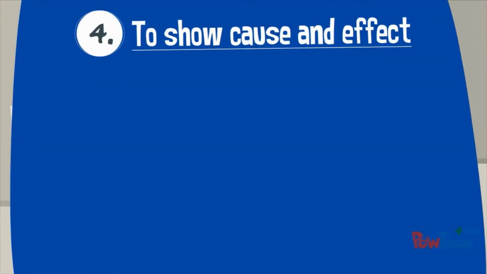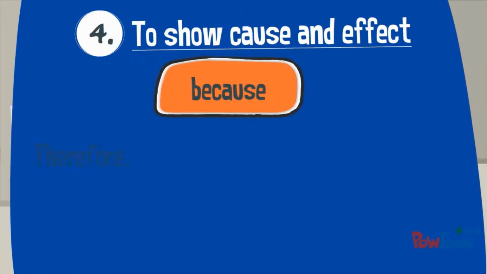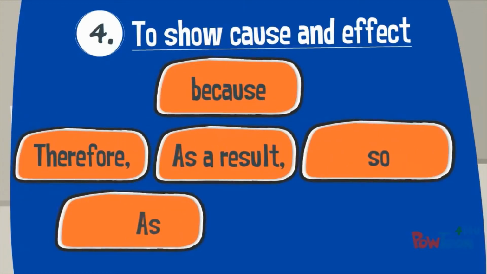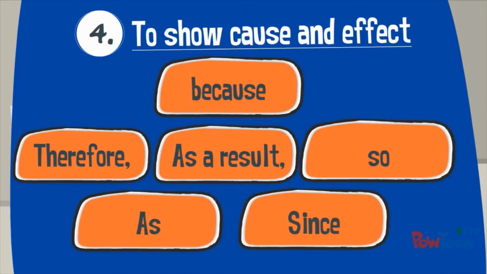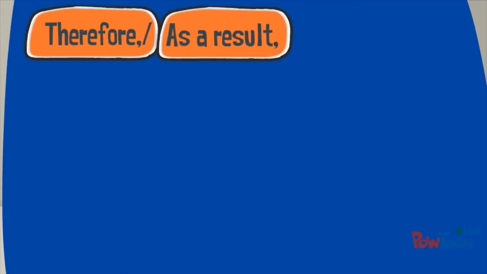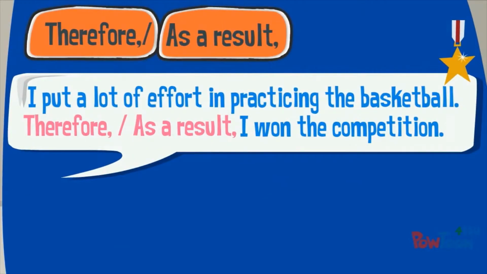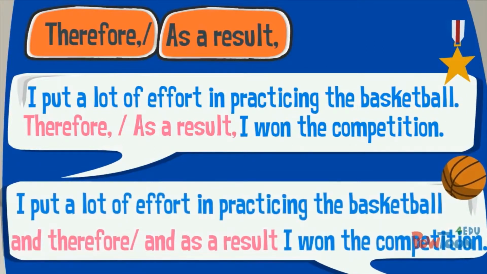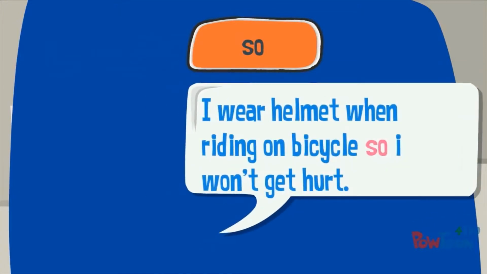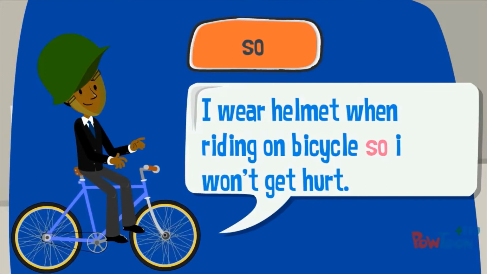Last, apart from using "because", we can use therefore, as a result, so, as, and since, to express cause and effect. We can use "therefore" and "as a result" both at the beginning of the second sentence or in the middle of the sentence. We can only use "so" in the middle of the sentence. For example, I wear a helmet when riding a bicycle, so I won't get hurt.